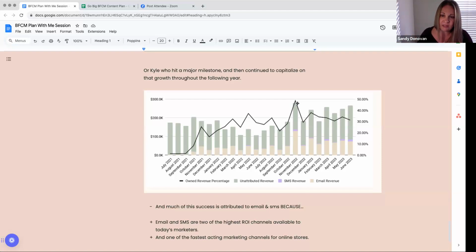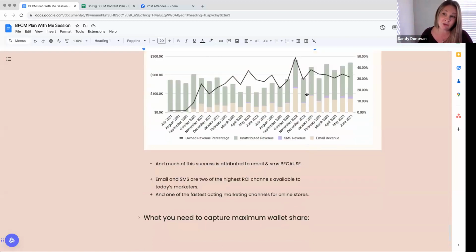But what I like about Kyle is once he dropped back down in 2023, he didn't drop down too far. He continued to stay at a higher revenue level than he was previously. One of the reasons is because we increased his email and SMS so much. So you can see, we increased deliveries and we just continued to push really hard, and his revenue stayed high because of that. And he used what he gained in assets in November to push that through and really grow.